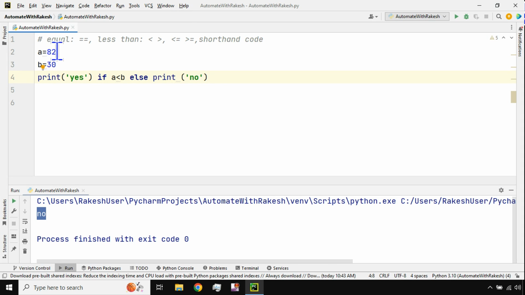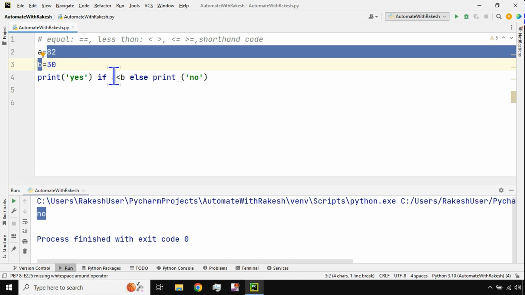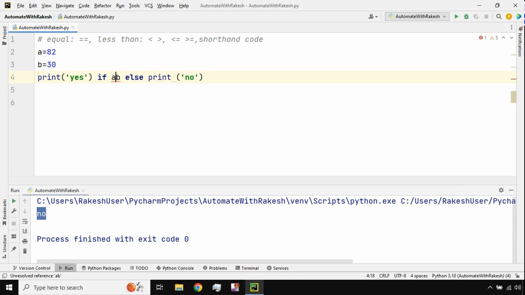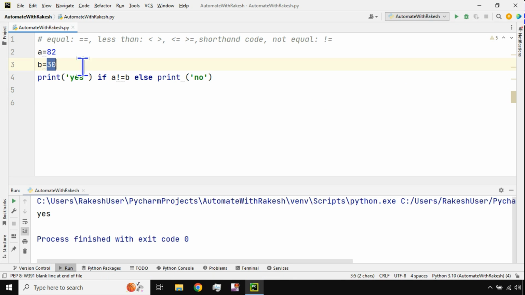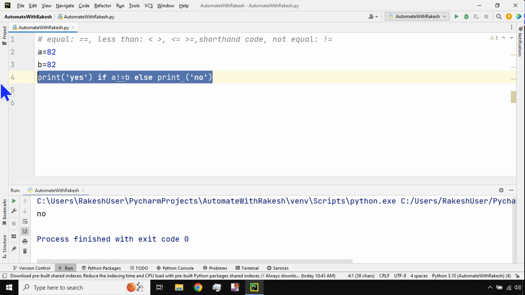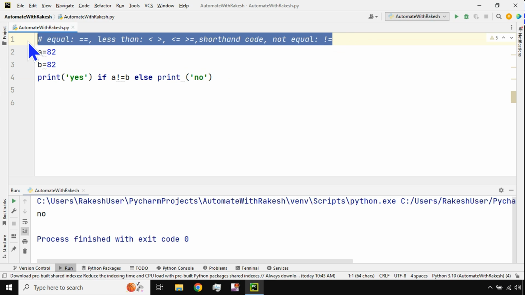Okay, another thing I forgot: not equals to. If a is not equals to b, how do you write it? You put an exclamation mark and then put an equal symbol. So not equal is written like that, with an exclamation mark and a single equal to symbol. If a is not equals to b, you print yes. If I make both of them equal, then it should print no. Getting it? So these are the couple of logical operators that you should know.